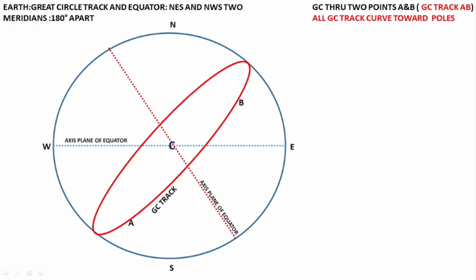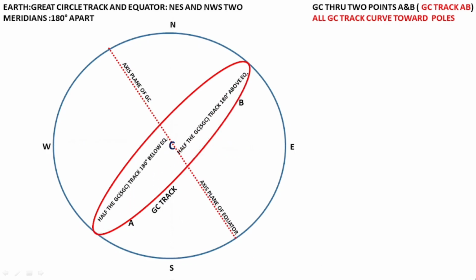So when we see this and try to visualize the plane of the great circle, both having the same center as the equator, it will be something like this. And these lines I'm showing are the axis of the great circle also. If you see here, this great circle is half above the plane of the equator and half below the plane of the equator. Being 360, that means 180 is up and 180 is down.